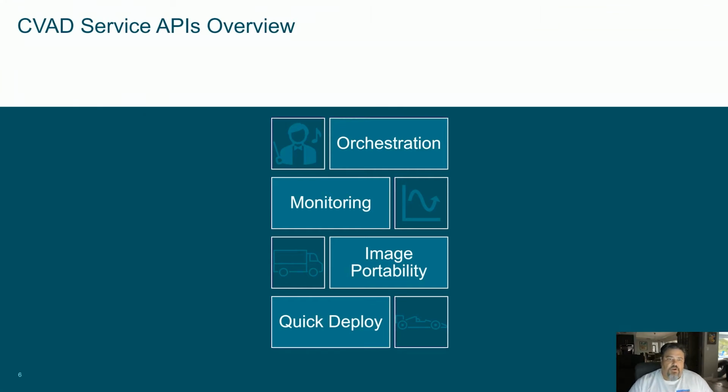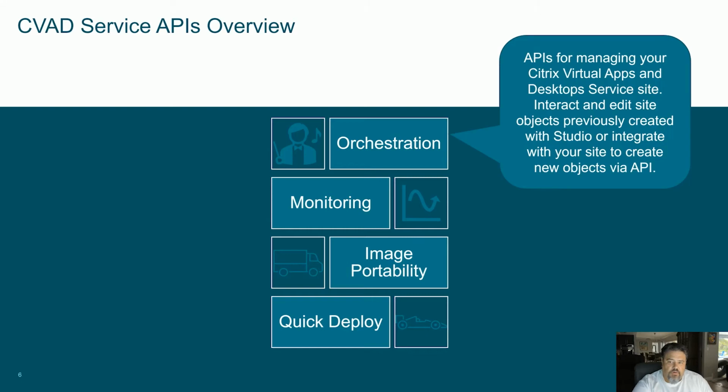Focusing on our CVAD service APIs, we really have four big areas or categories that we group these APIs under. Our orchestration API is our main library, which allows you to connect to the CVAD service and create catalogs and manage those catalogs. Pretty much anything you see in Studio, you can do with these APIs, but this is your main library for creating, deleting, and managing your catalogs.